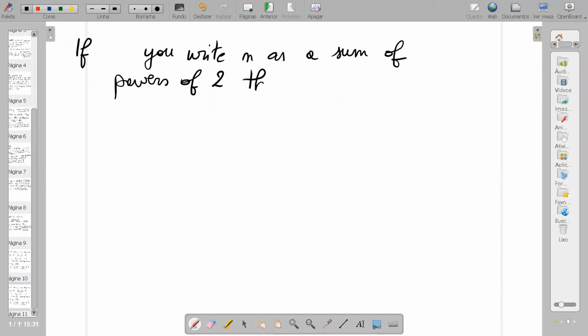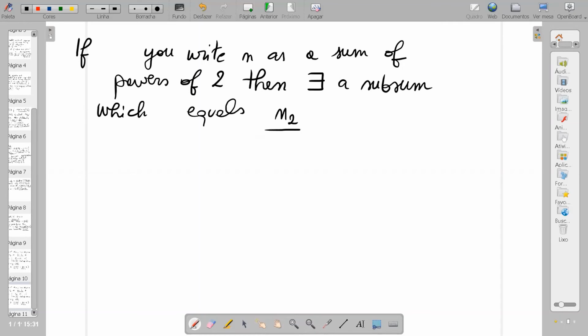then there is a subsum which equals n/2. First of all, this is a statement that you can prove, independent of everything. And it's interesting that it essentially proves what I was saying. What I'm saying is that if you take an element that has order a power of 2, then of course the cyclic structure of this element will be something like this.